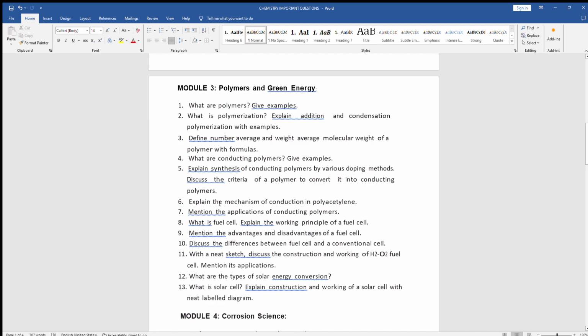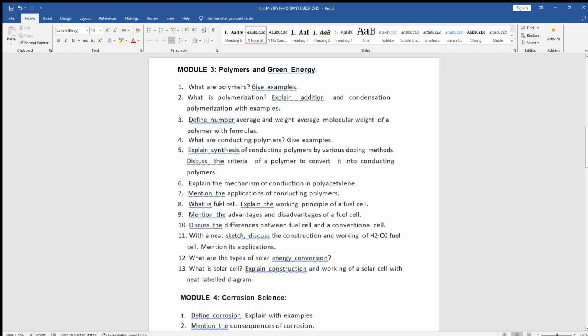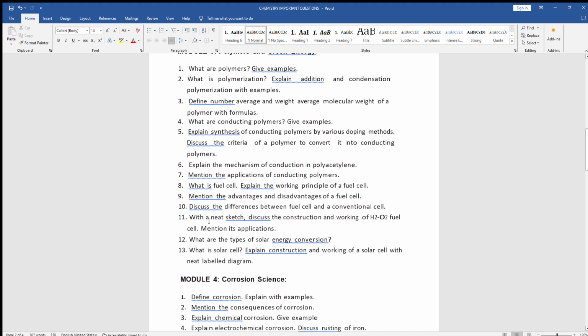Eighth one, what is fuel cell? Explain the working principle of fuel cell. Ninth one, explain the advantages and disadvantages of fuel cell. 10th one, discuss the differences between fuel cell and a conventional cell. 11th one, with a neat sketch, discuss the construction and working of H2-O2 fuel cell, mention its applications.